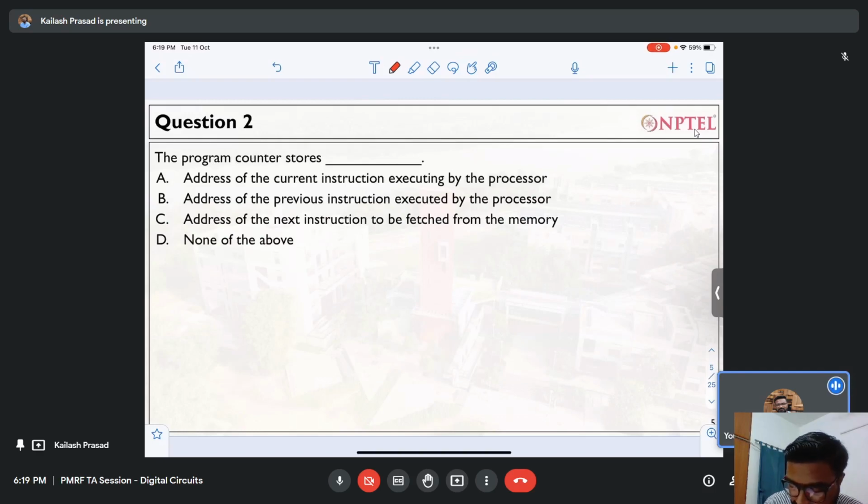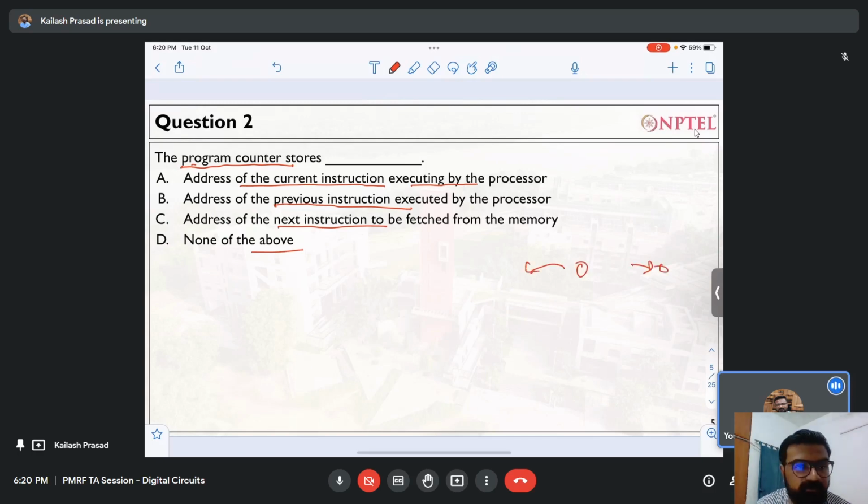There is one register called the program counter, right? You have to tell me what the program counter stores. I have four options. The first is the address of the current instruction being executed by the processor. The next is the address of the previous instruction executed by the processor, or the address of the next instruction which is going to be executed by the processor, or none of the above.